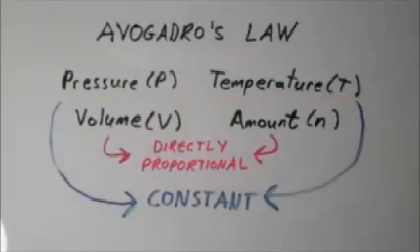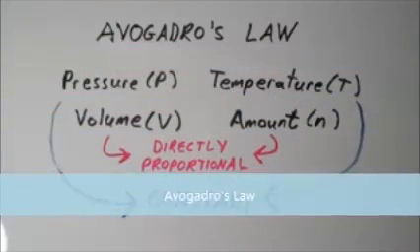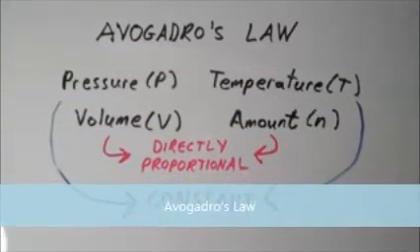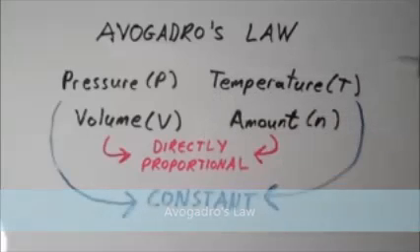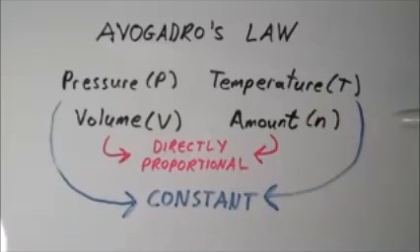So this video is going to be about Avogadro's law. And remember, we have four basic properties of gases: pressure, volume, temperature, and amount of the gas. So what Avogadro's law says is if the pressure and the temperature of the gas are kept constant, then the volume is directly proportional to the amount of the gas.